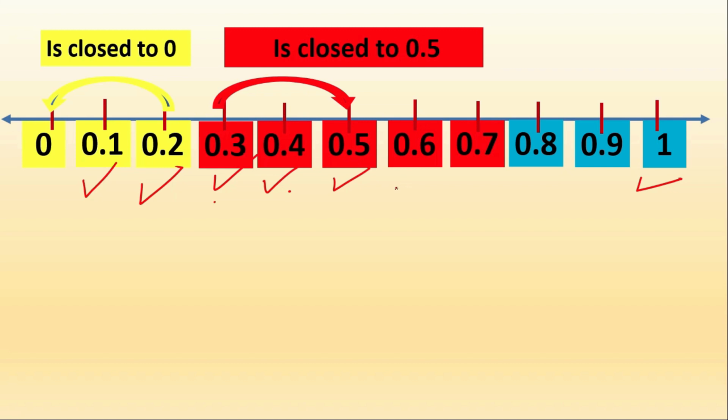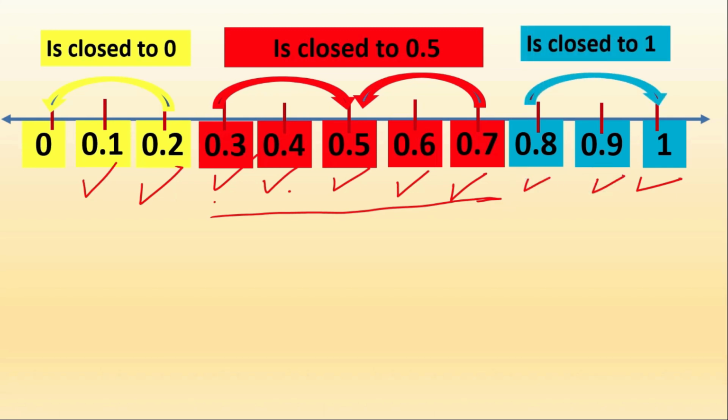Also 0.6 and 0.7 are very close to 0.5, so estimate 0.6 or 0.7 also to 0.5. Then these four numbers are close to 0.5. The last color, blue, is for the numbers 0.8 and 0.9, which are close to 1. Now these three colors help you find which benchmark you have to choose.